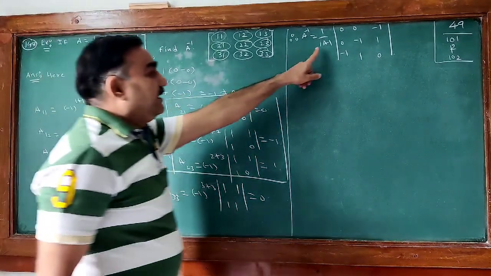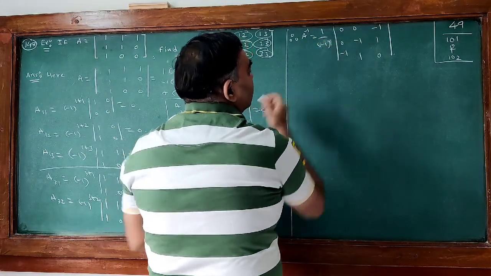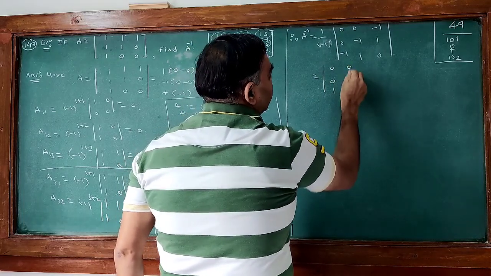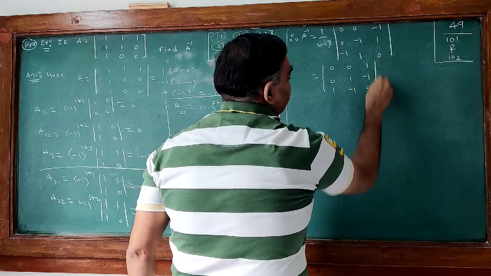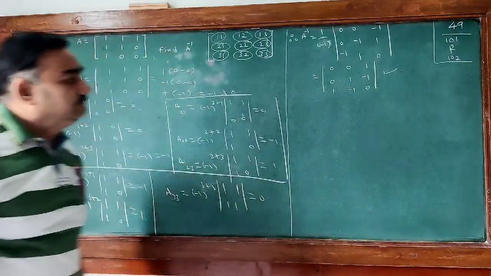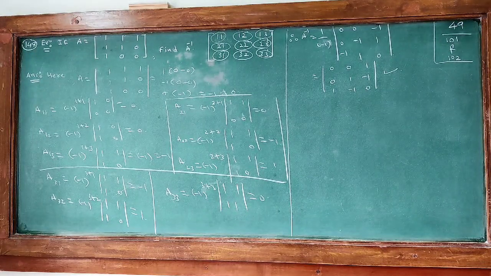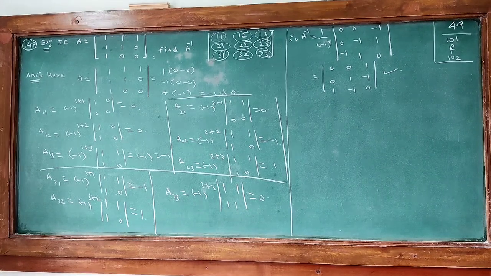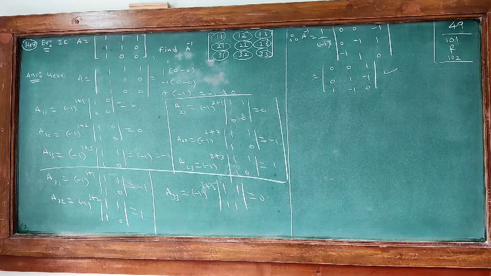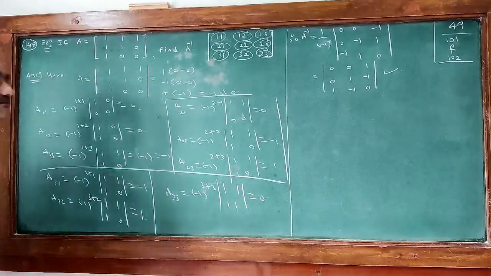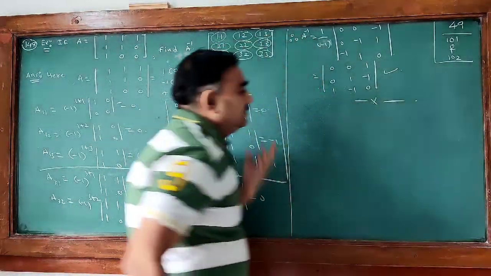And the value of the determinant is minus 1, so this value is equal to minus 1, and therefore this is equal to 0 0 1, 0 1 minus 1, 1 minus 1 0, and this will be the inverse of A. It is simply a calculation, and you can find it very easily.